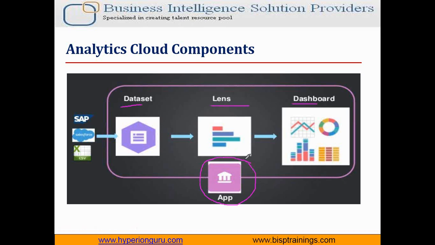This app is basically a fancy word for a folder, or it's a kind of package that the dataset, lenses, and dashboard will be combined together in. So instead of calling it a folder, we call it an app. It contains datasets, lenses, and dashboards within itself. And in Analytics Cloud or in Wave Analytics, we have two types of apps: private app and shared app. A private app is only visible to the owner, and a shared app will be shared among other users as well.